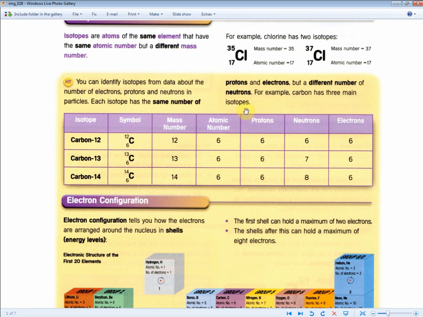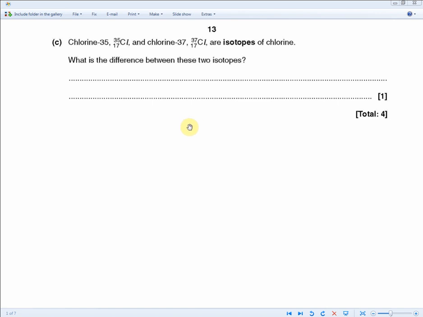So to answer this exam question, it's advisable to first put down the definition. So you'd write the same number of protons and electrons, but a different number of neutrons. That's what an isotope is. And then you would follow that sentence by saying that chlorine 37 has more neutrons than chlorine 35. Or if you really want to be specific, you could say chlorine 37 has two more neutrons than chlorine 35. And that will give you the one mark.